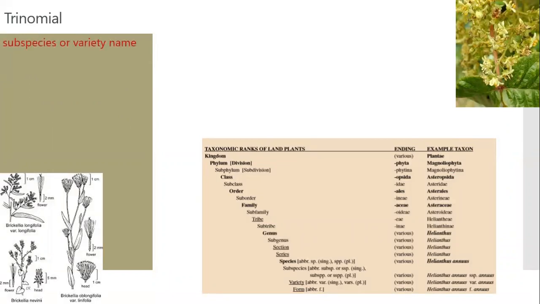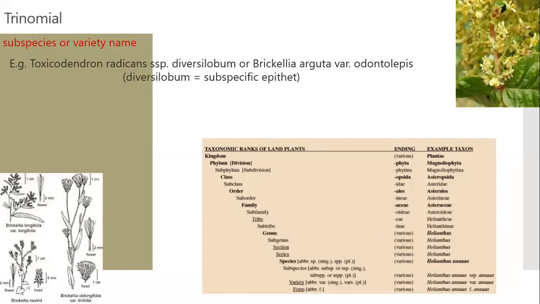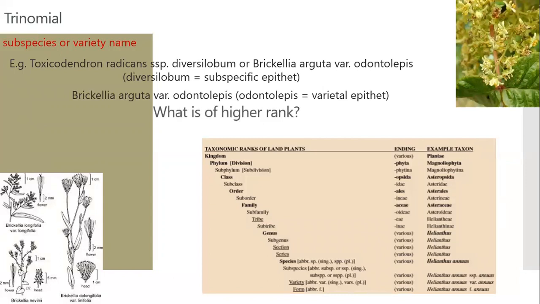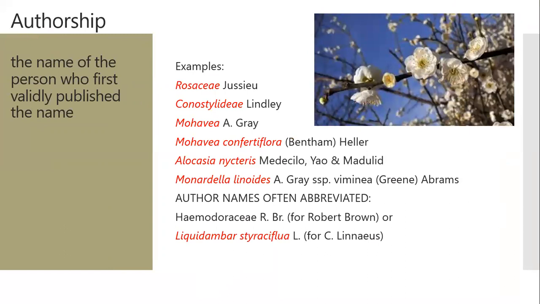Now, trinomials. What are trinomials? They are subspecies or variety names, commonly of three names. An example of this is Toxicodendron radicans subspecies diversilobum, or Baccharis pilularis variety of Odontolepis. So the subspecific epithet is diversilobum, and odontolepis is the varietal epithet. What is of the higher rank? Let's refer to the figure. Of course, the subspecies epithet is higher than the varietal epithet. So diversilobum is higher.